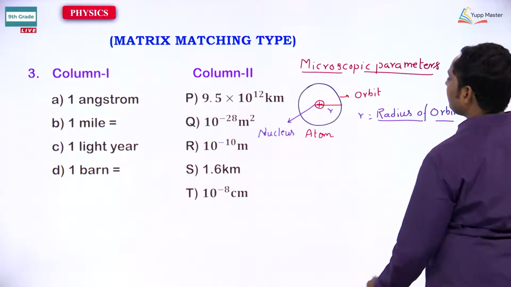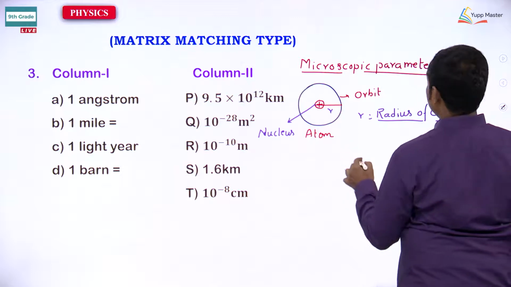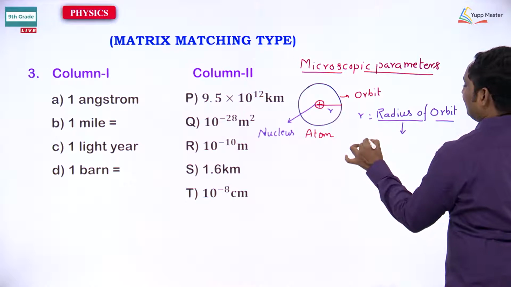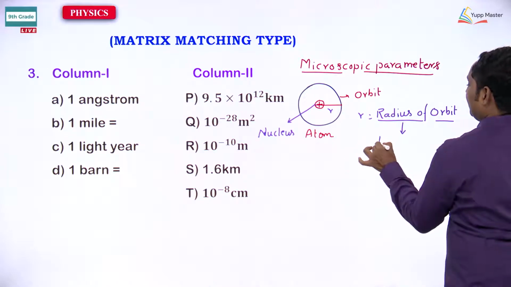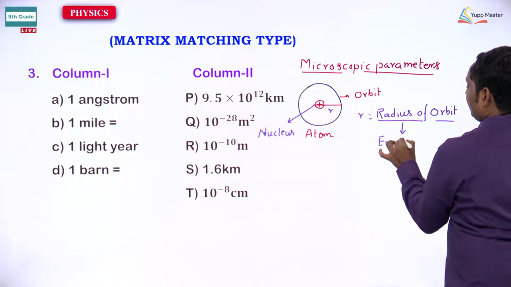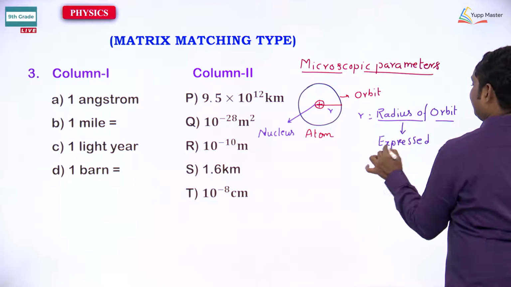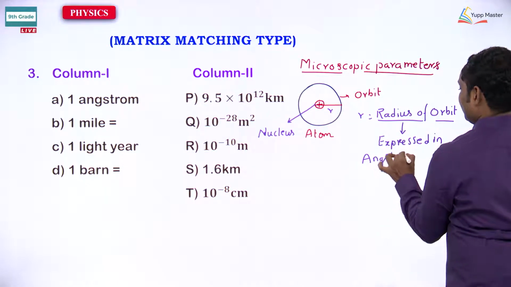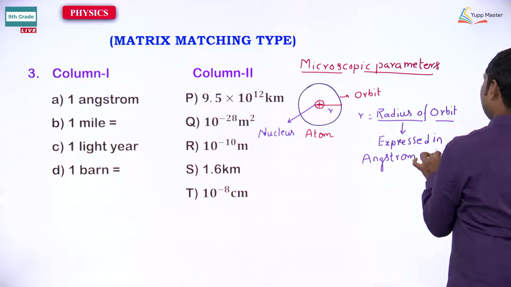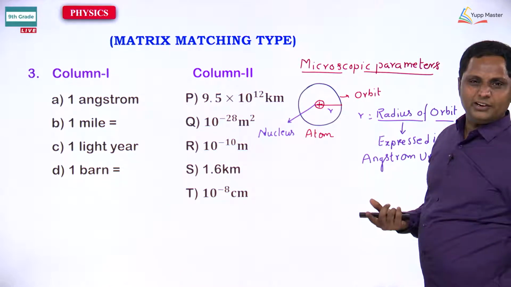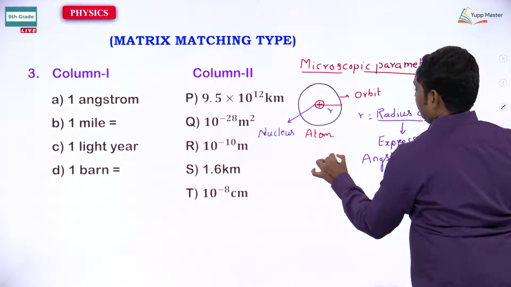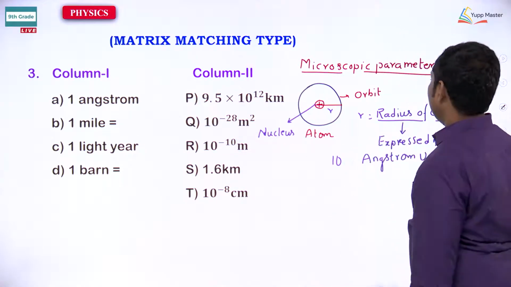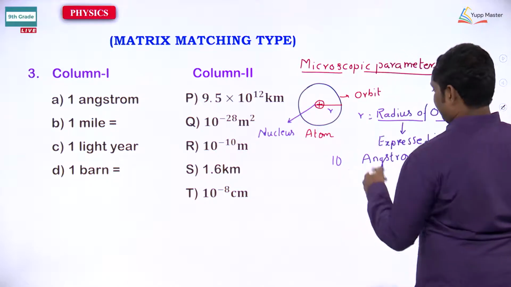Let us assume this is the nucleus. So the radius of the atom is expressed in angstrom units. It is very clear. It is going to be a little bit small as compared to the radius of the nucleus.